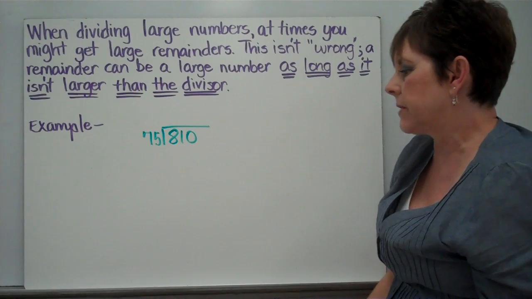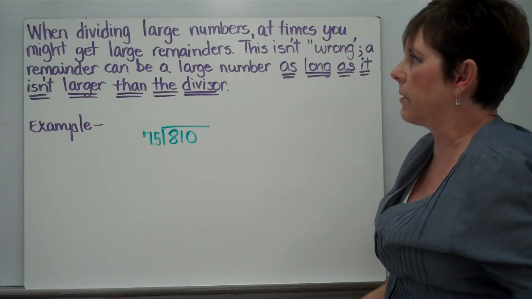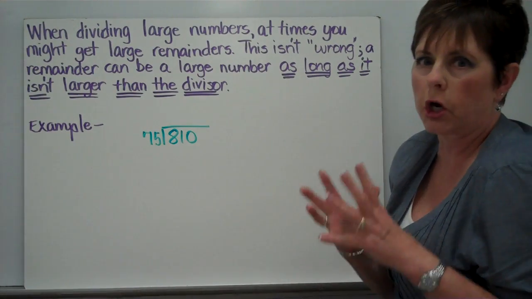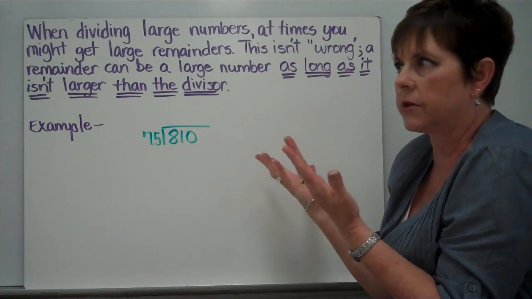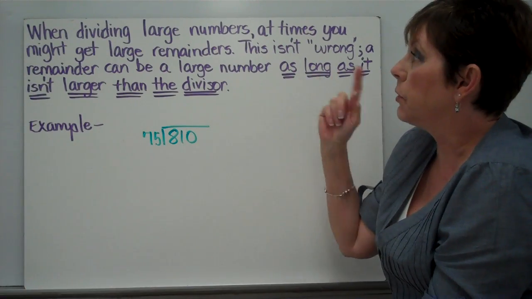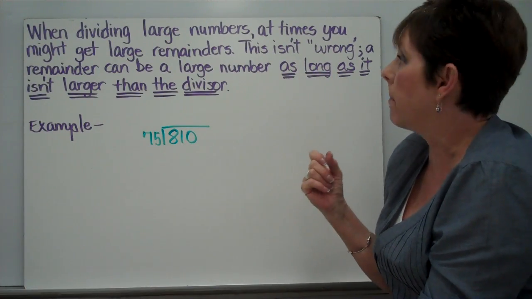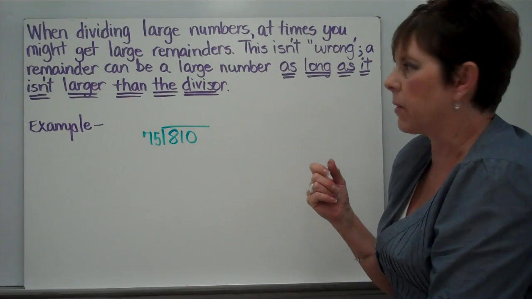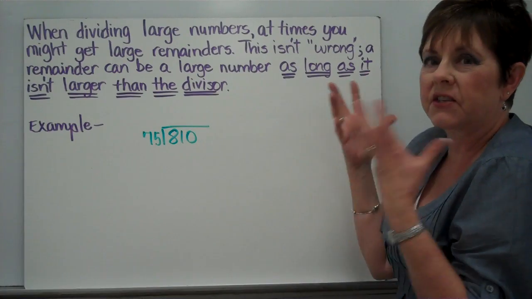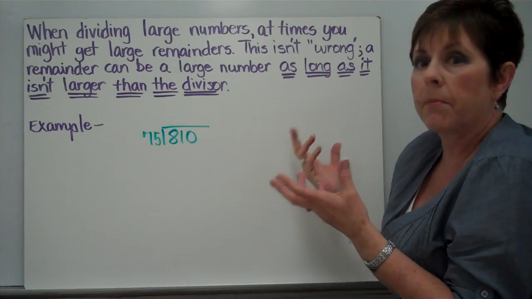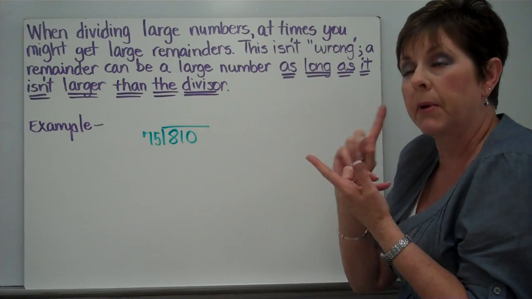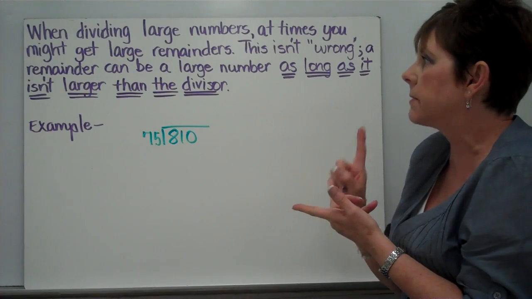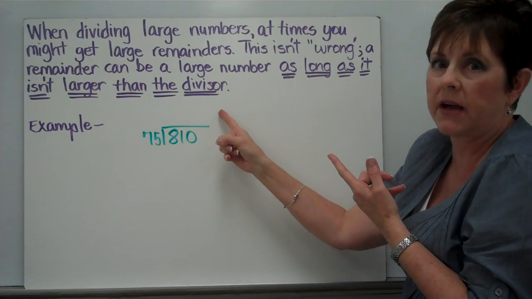Now, one thing that comes up is that students get very concerned when you are dividing large numbers, like in two-digit division, and at times you might get some really large remainders. That always scares students, and they think, oh no, I've done something wrong. Well, this isn't necessarily wrong. A remainder can be a large number, but it must not be larger than the divisor.